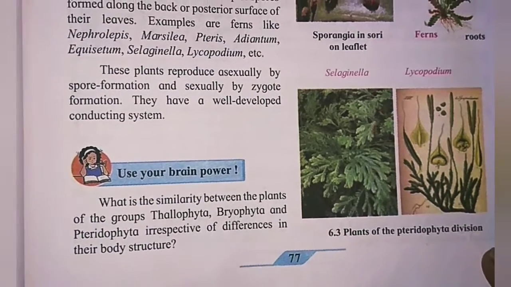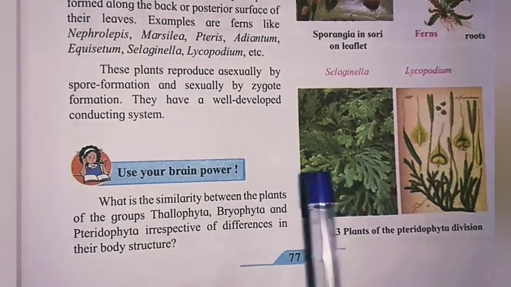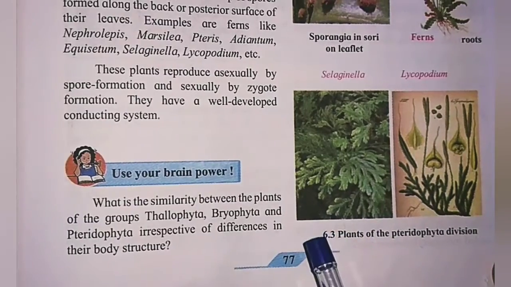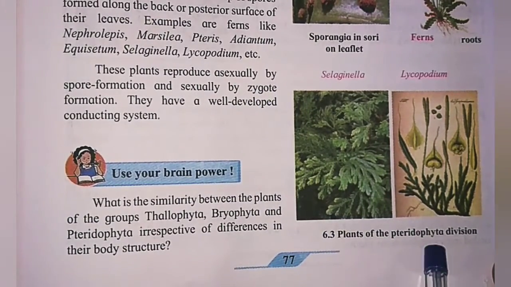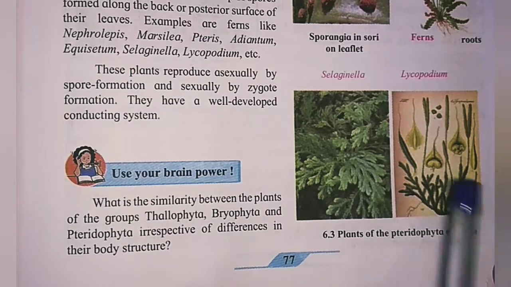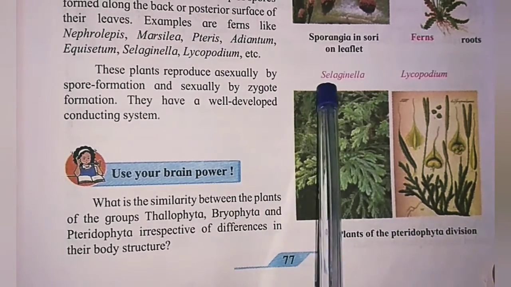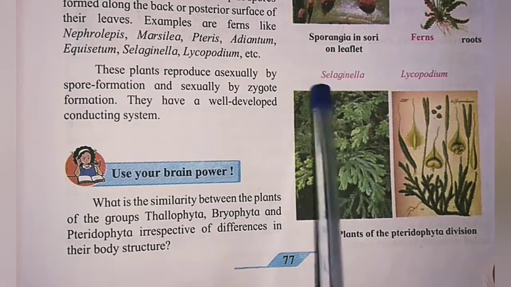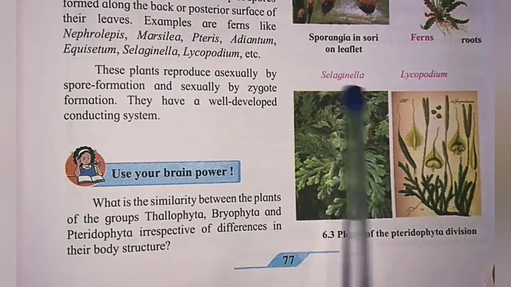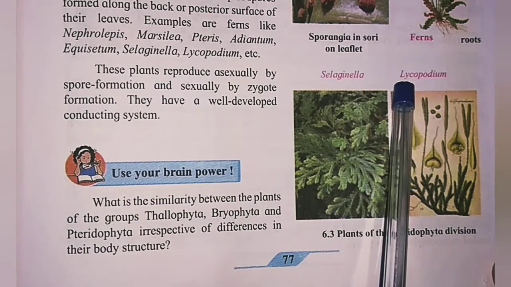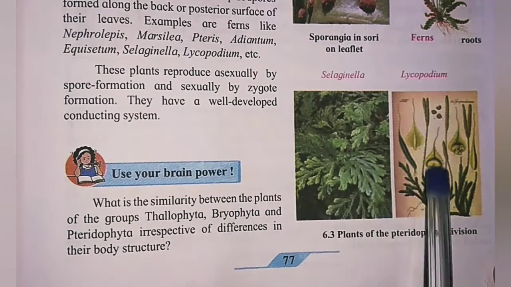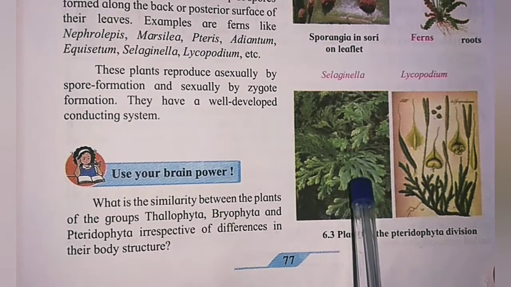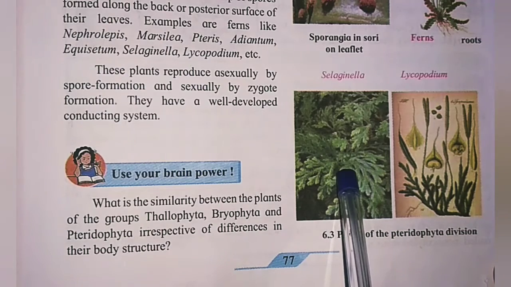Okay, now see here, we got plants of the Pteridophyta division. So what are they? Selaginella, Lycopodium. These are the two plants. Okay, these are the pictures of these two plants. Okay, these are in the gardens.